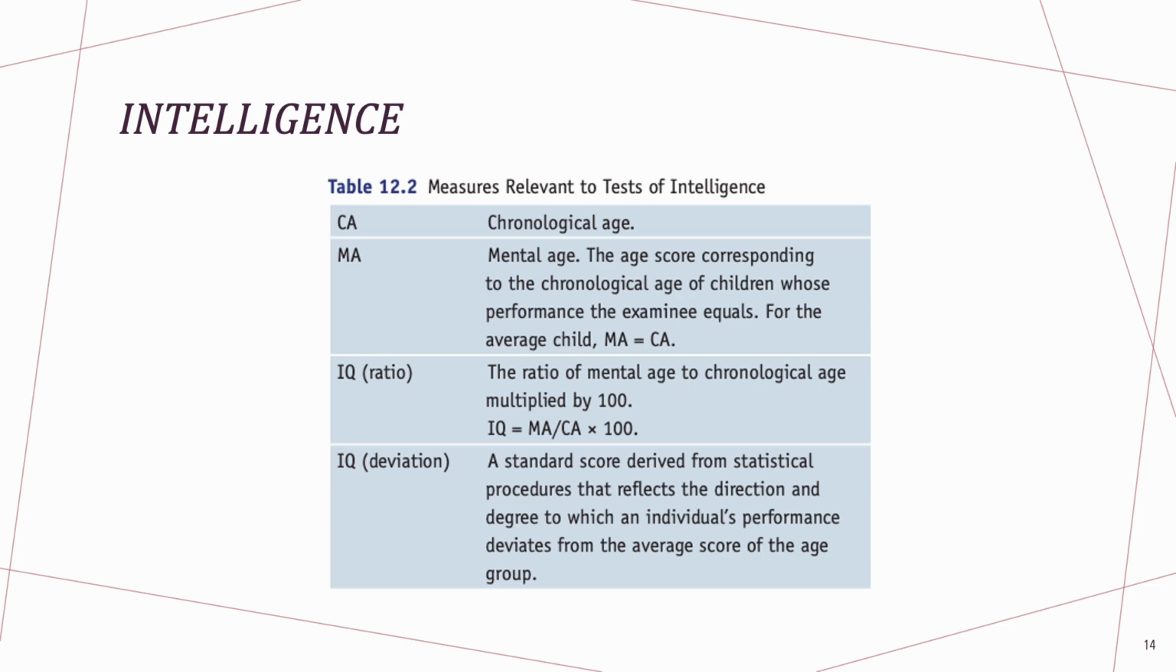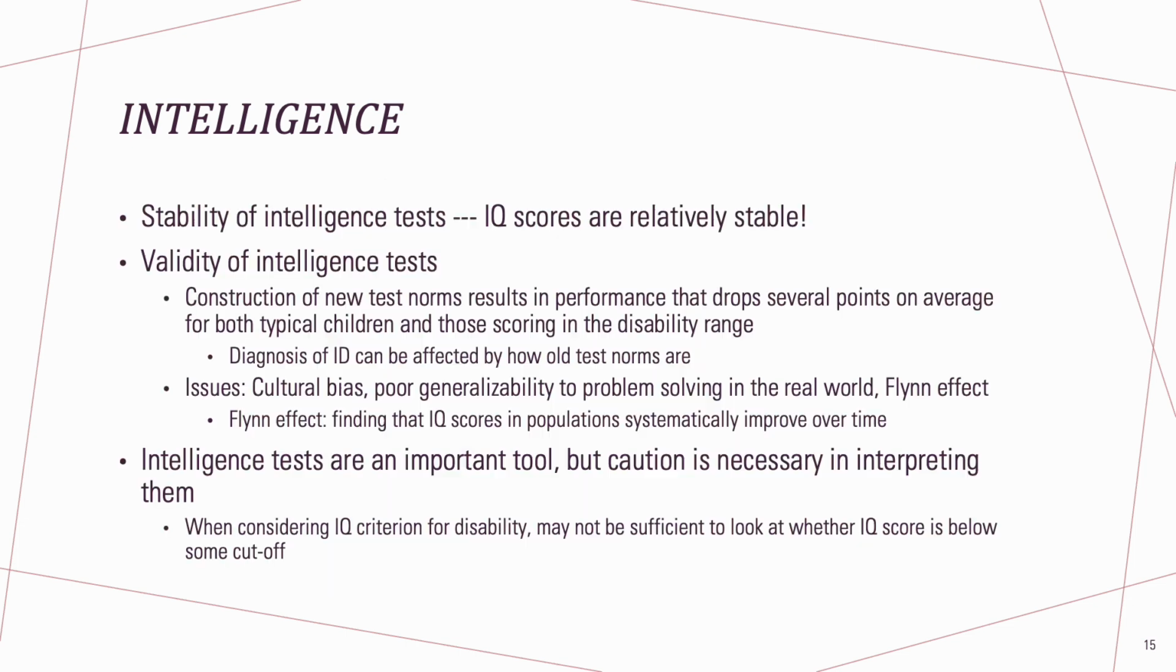And then we also have the IQ deviation perspective, where we have a standard score that's derived from statistical procedures, and this is specifically what we're talking about now. So this is what is aligned with the idea of being 2 standard deviations below. So we're, again, more aligned with this last approach or last measure.